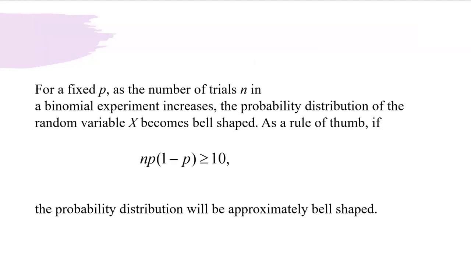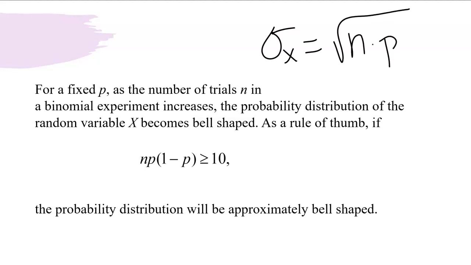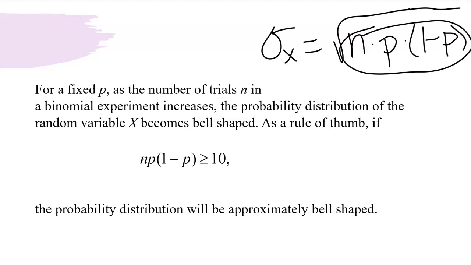That's the part that was underneath the square root in the standard deviation formula. It was the square root of n times p times 1 minus p. Well, the rule of thumb says that if the value that's underneath there, we call that the radicand, is greater than or equal to 10, then the probability distribution will be approximately bell-shaped.